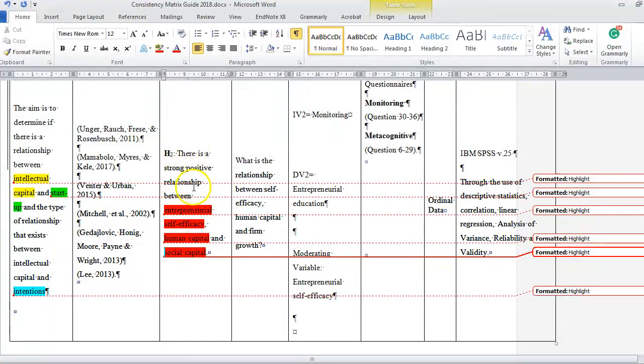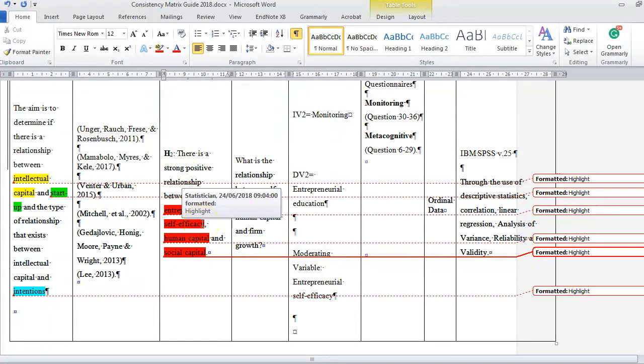It's not clear as to whether she's testing the relationship between intrapreneurial self-efficacy and human capital, or intrapreneurial self-efficacy and social capital, or human capital and social capital. So these statements need to be refined so that it is clear. Most of the time you find with hypotheses, they tend to be bivariate. You tend to have 2 variables.